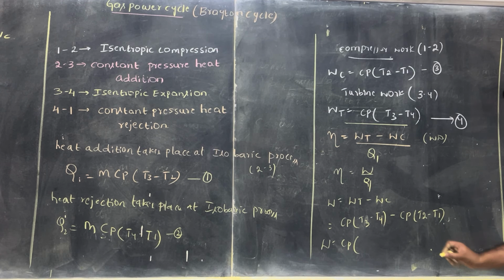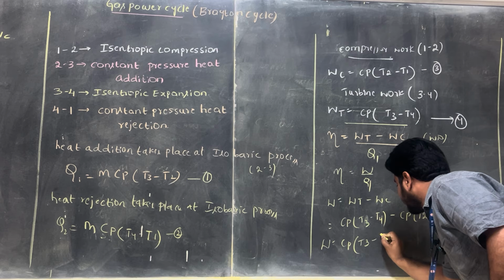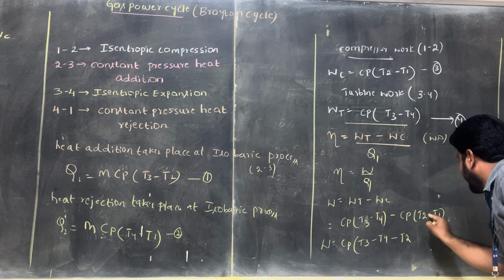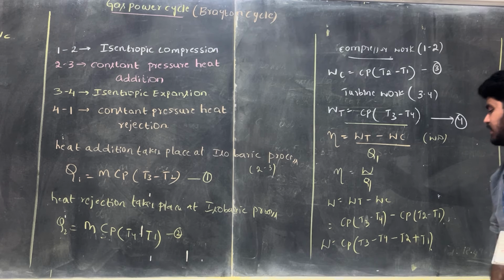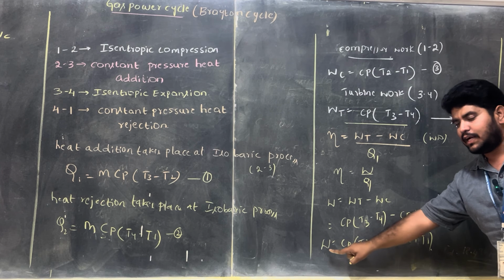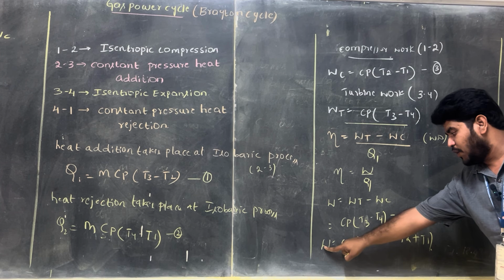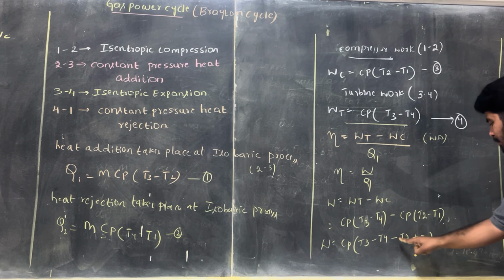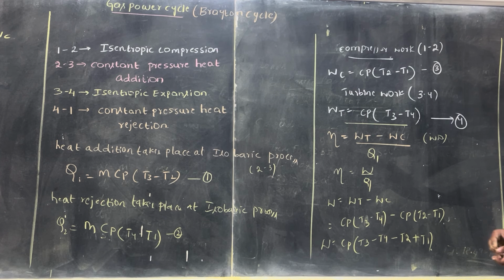If I take Cp common here, W is equal to Cp into T3 minus T4, minus into plus is minus T2, minus into minus is plus T1. I can write like this because I am taking Cp common here.